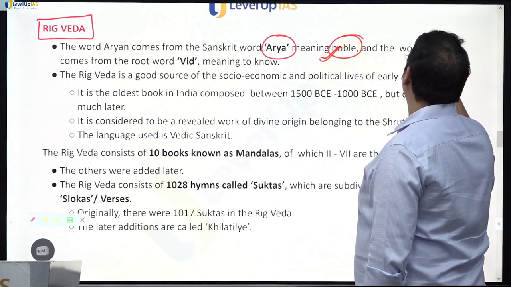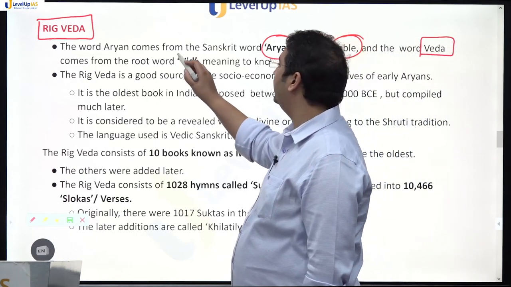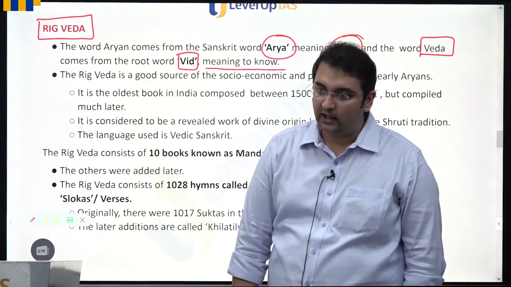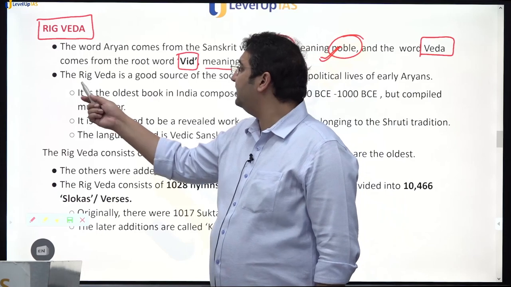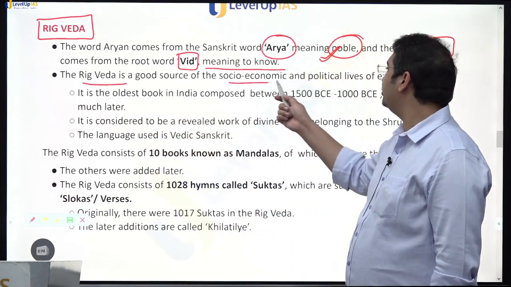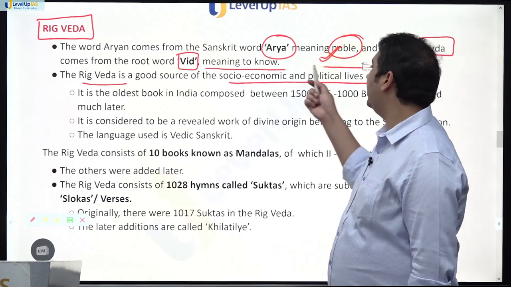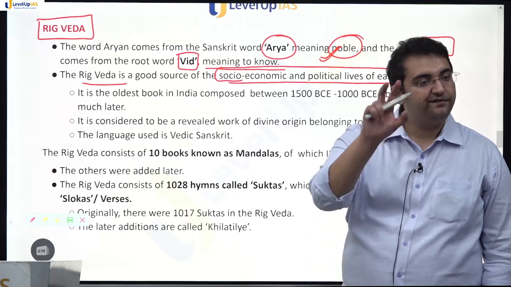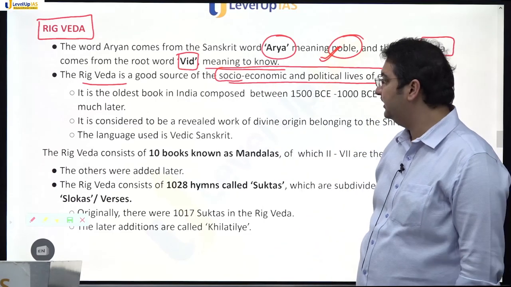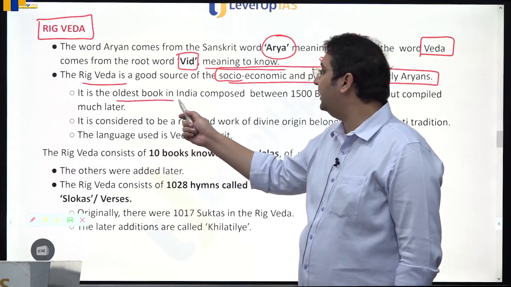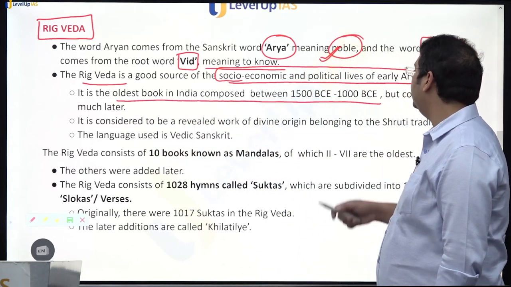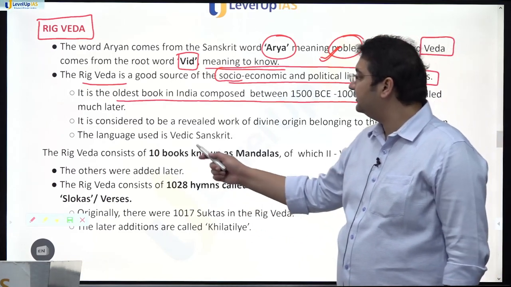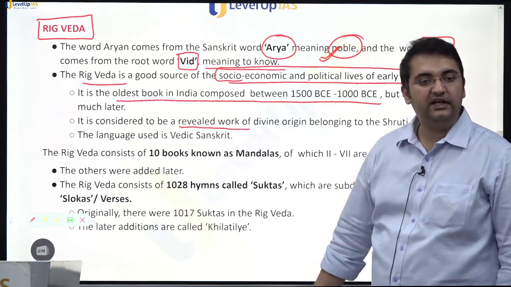While the word Ved is derived from the root word Vid, meaning to know. So, Ved ka matlab knowledge. Right? The Rig Ved is a good source for the socio-economic and political lives of the early Aryans. So we are talking about which time period? Roughly 1500 to 1000 BCE. It is the oldest book in India composed between 1500 to 1000 BCE, but it was compiled much later. It is considered to be a revealed work of divine origin.